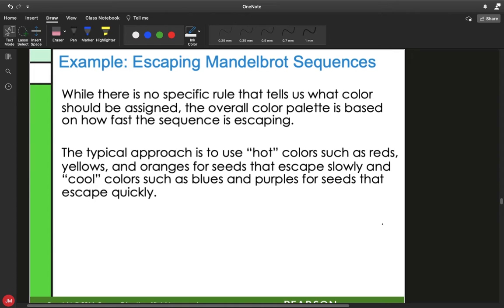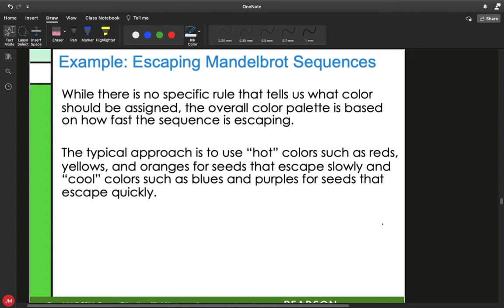The hot colors like reds and yellows and oranges are for seeds that escape kind of slowly, whereas the cool colors, which are the blues, the purples, and so on, are for ones that escape very quickly, which in a way you might think of as kind of reversed or inverted from what you would maybe want to think. But those hot colors are ones that escape slowly, meaning that they grow very slowly, whereas the cool colors like blues and purples are ones that escape quickly.